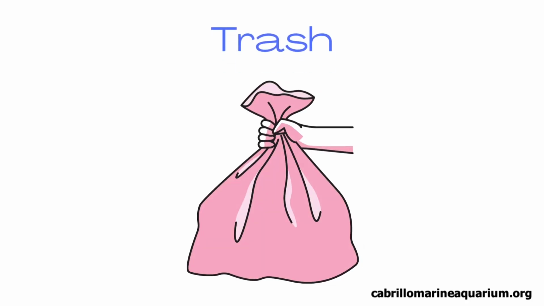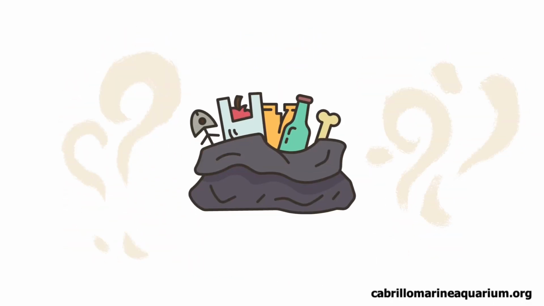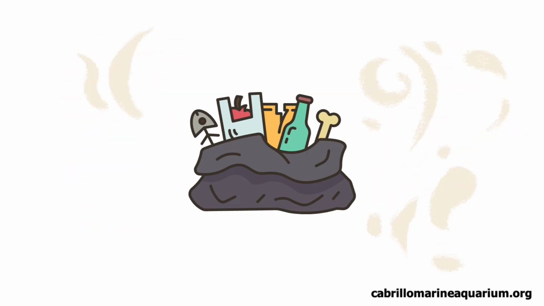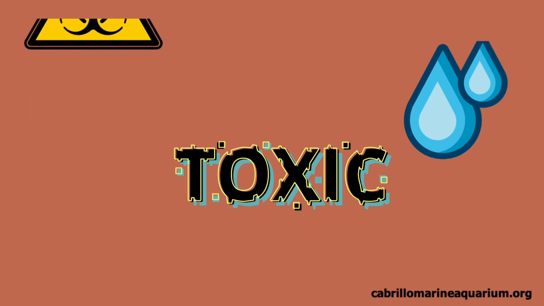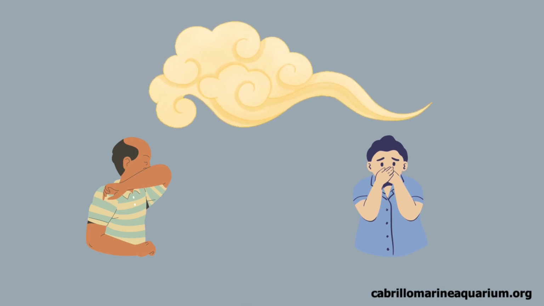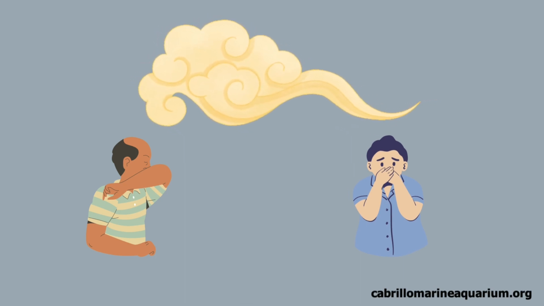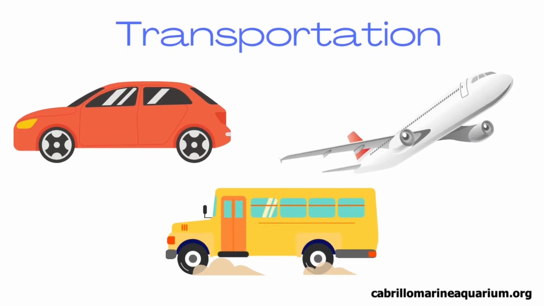Let's talk about trash next. Our trash ends up in landfills, which release large amounts of greenhouse gases and can leak toxic chemicals into the ground, even getting into groundwater supplies. In addition, the air pollutants that are released into the air can cause health problems for the people living in the surrounding community.